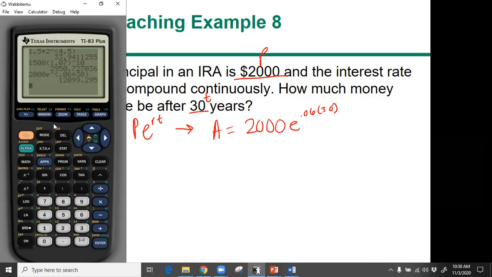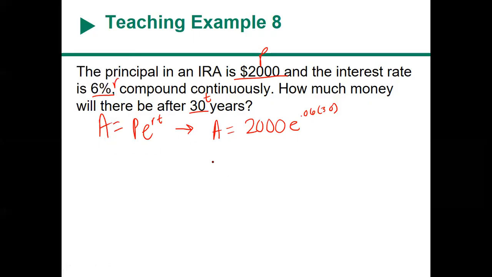So again, we talked about rounding. Since this is money, we need 2 decimal places. When you change it, you just hit enter and it does it. So we have A equals $12,099.29.